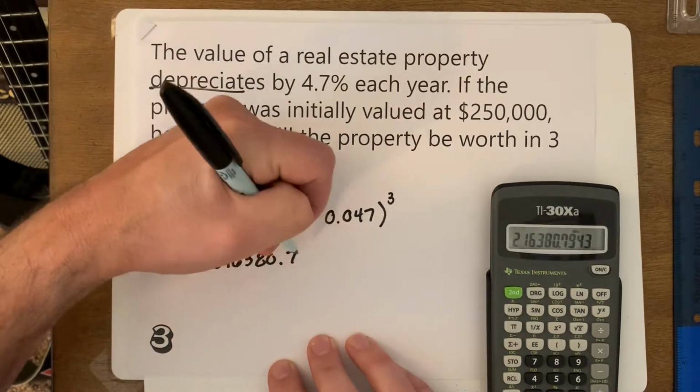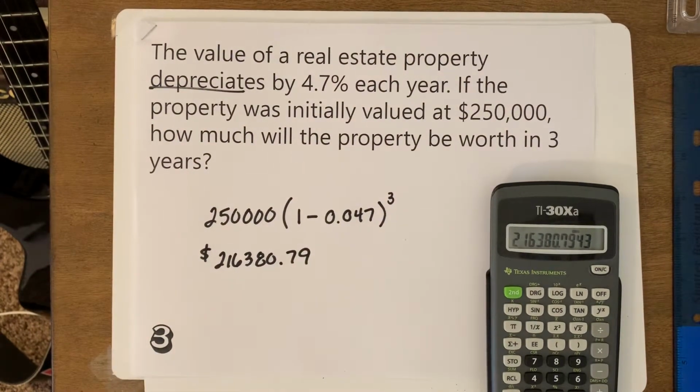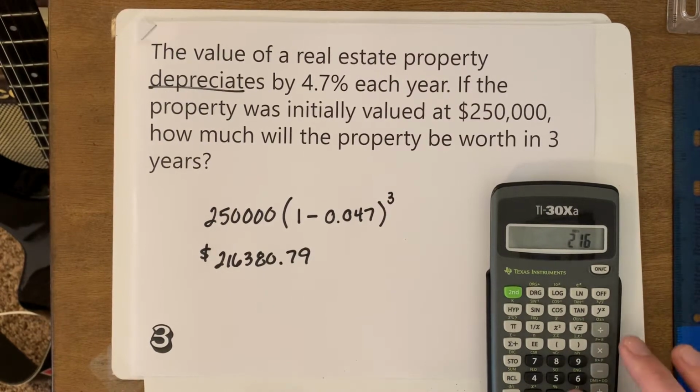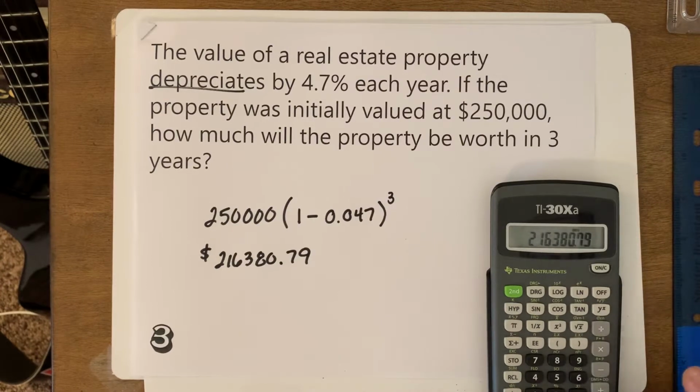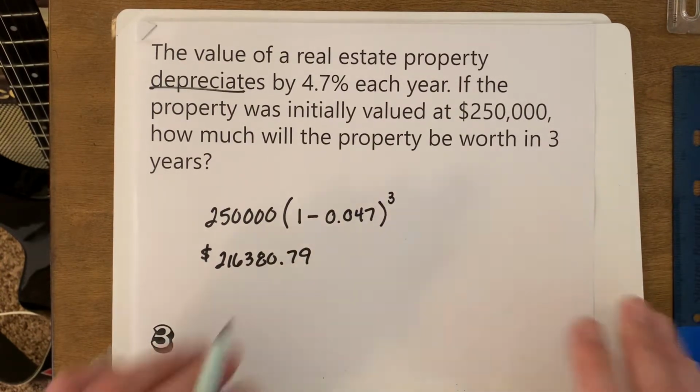216,380.79, and the 4 would just be 79 cents. And it looks like $216,000. So how much money did they lose in 3 years if they kept it like that? 250,000 minus 216,380.79 equals $33,619.21. That looks like a lot of money to lose over 3 years. Probably would be selling that property. All right, let's take a look at our next one.